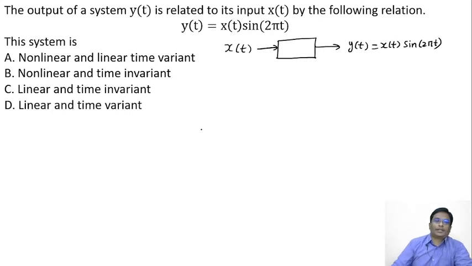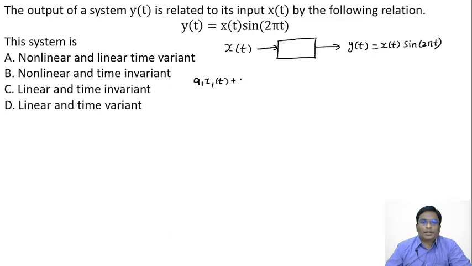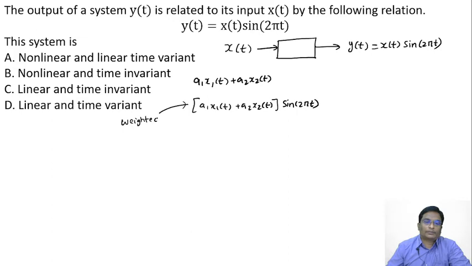Okay, if you want to check for linearity: if a weighted sum of inputs gives a weighted sum of outputs, then the system is linear. Here, if I give a1 x1 of t plus a2 x2 of t, then the output you get is a1 x1 of t plus a2 x2 of t, times sine 2 pi t. This is the output for the weighted sum of inputs.